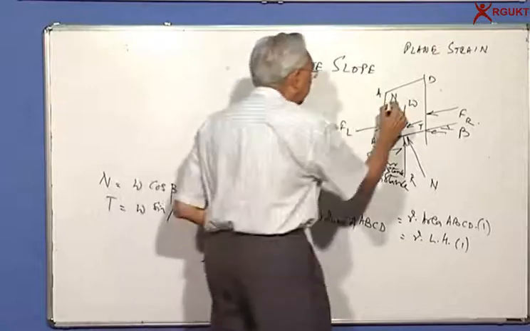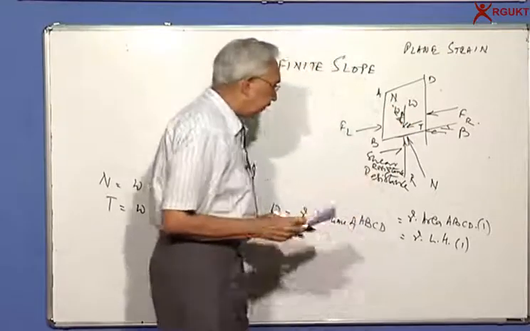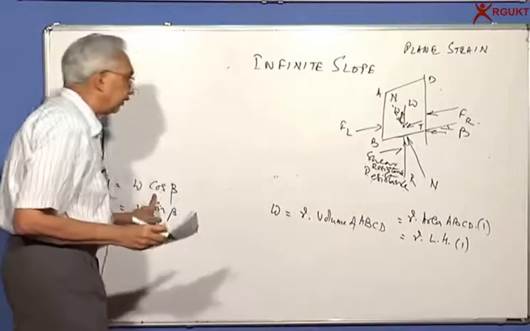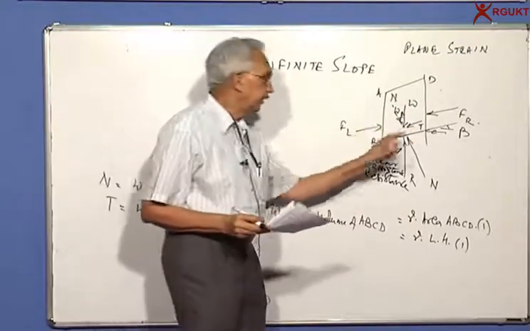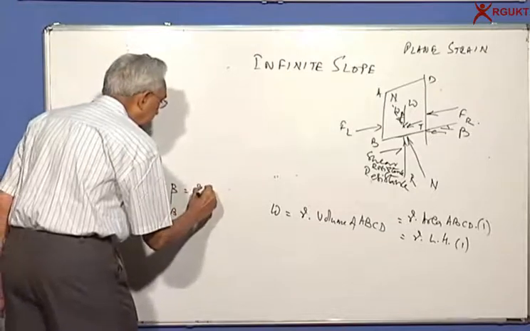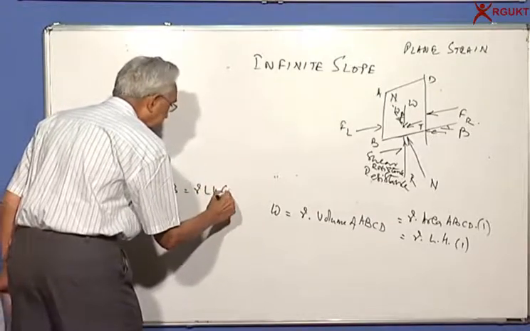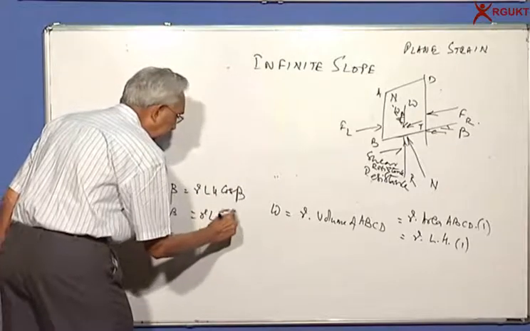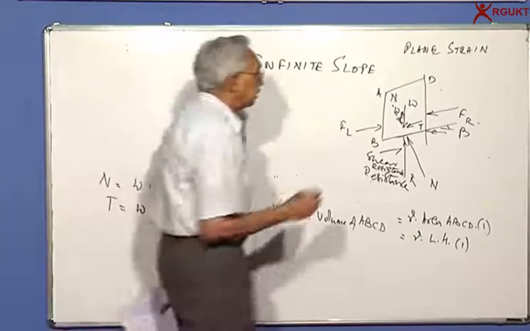So this normal force, N, is equal to gamma L H into cos beta, and the shear force T is equal to gamma L H into sin beta. So these are the two.